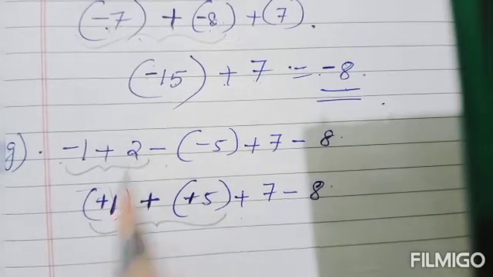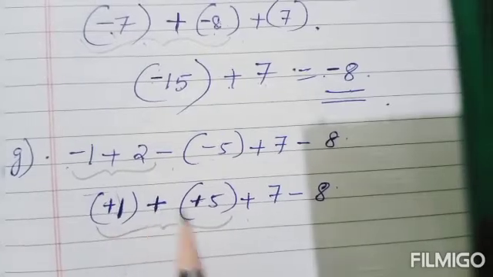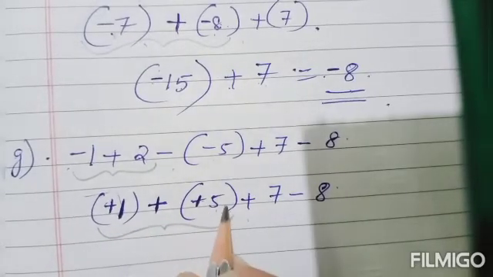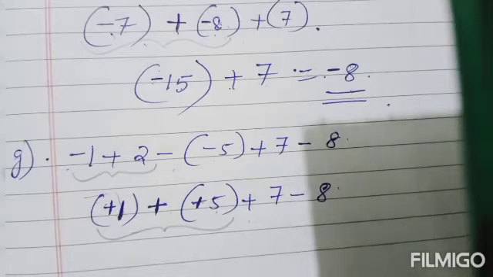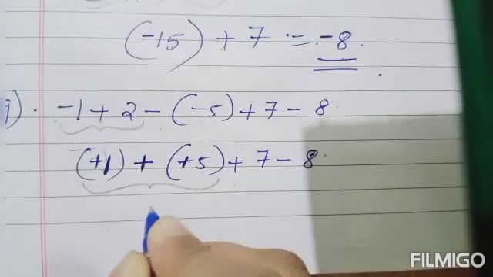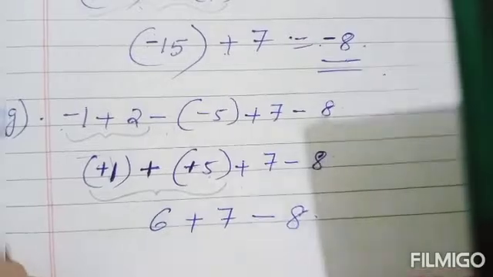Now 1. Plus 1, you can take just 1. 1 plus 5. Plus 5, you can take a 5. So 1 plus 5, you know it is 6. Okay. So 6 plus 7 minus 8, remaining numbers.